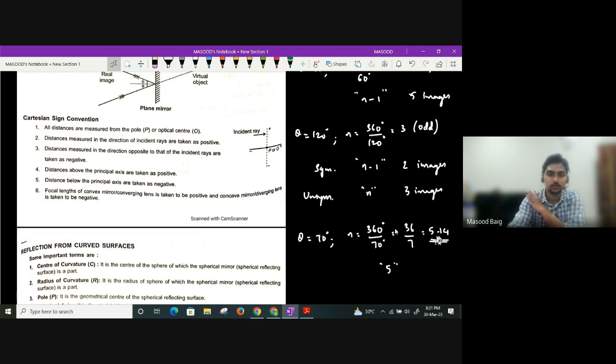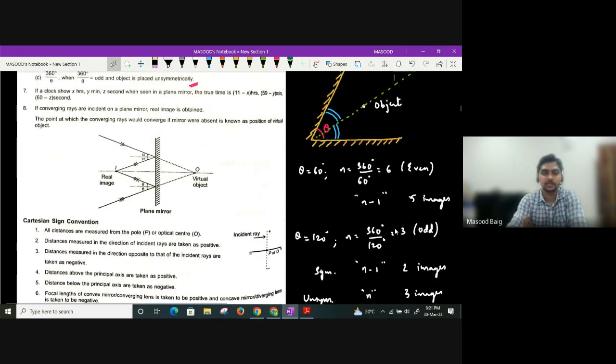Yes. Right. I hope it is clear. Now, majorly, you all remember that plane mirror will form only a virtual image, which is wrong, guys. Plane mirror can form a real image also.